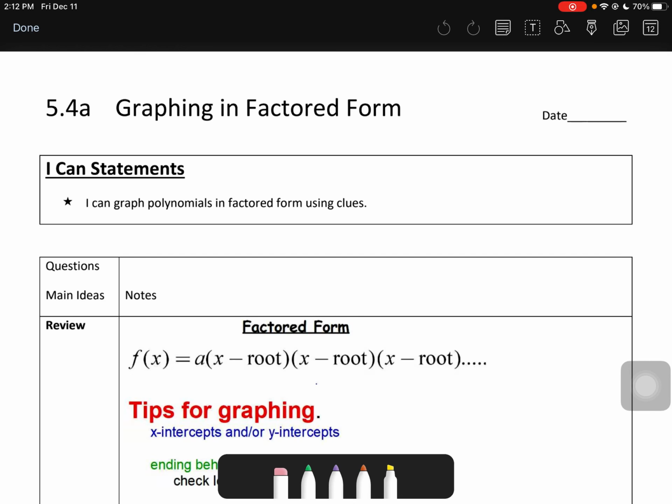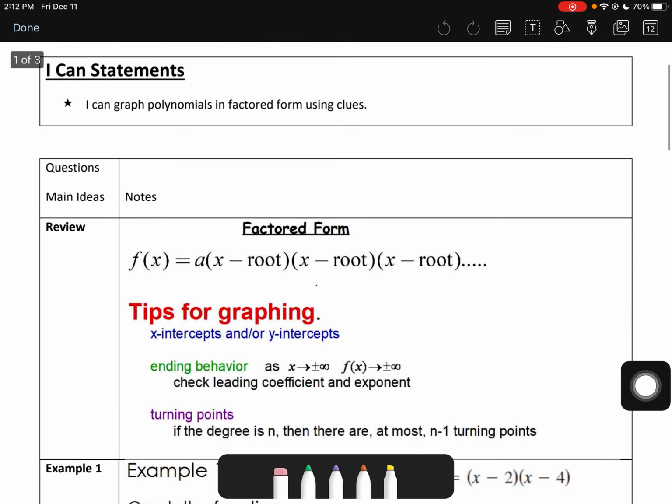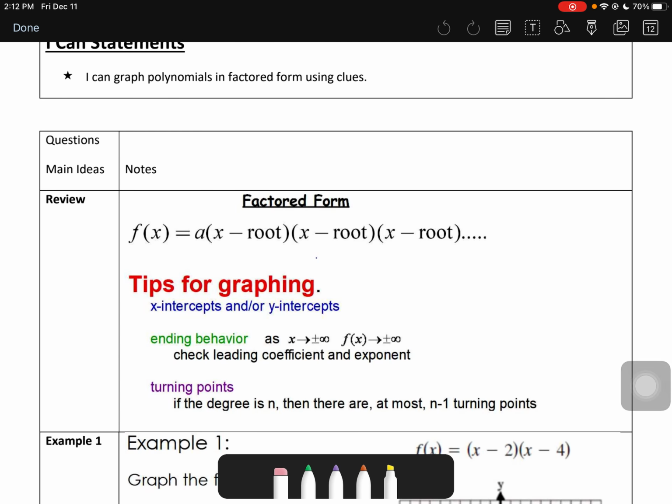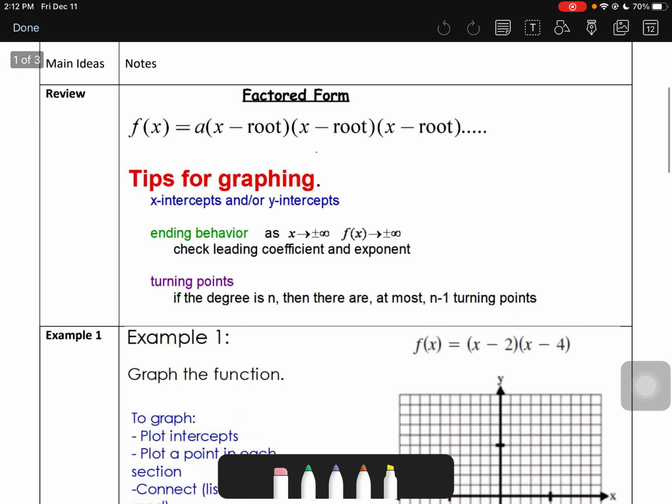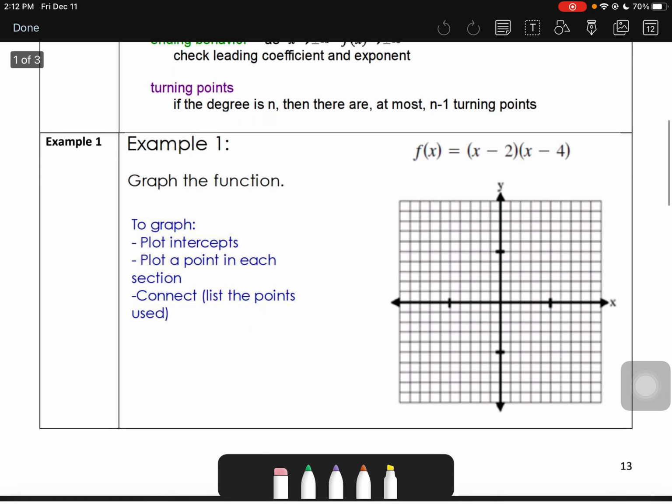In this lesson, we will be graphing functions in factored form. So what we need to do when we are graphing is graph all of the x-intercepts or y-intercepts. We need to know what our end behavior is, and then we will need to decide about our turning points.